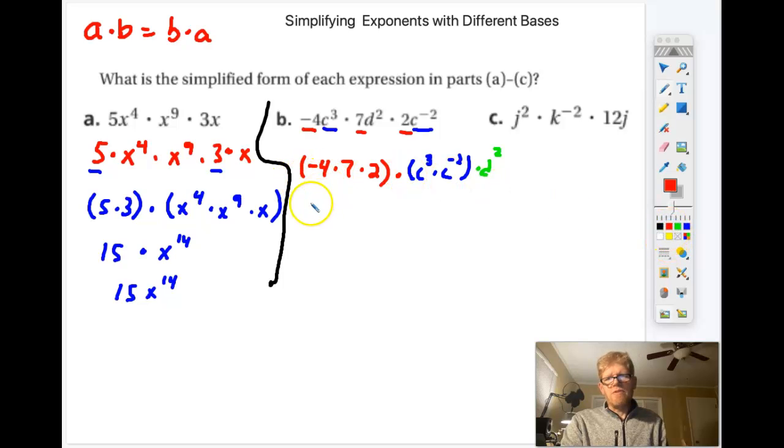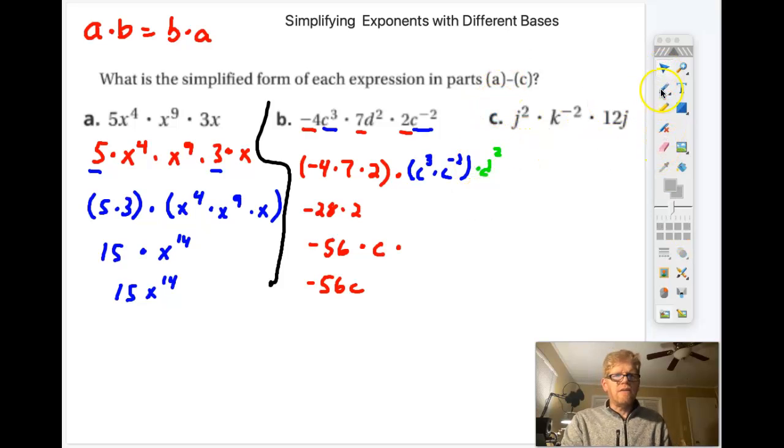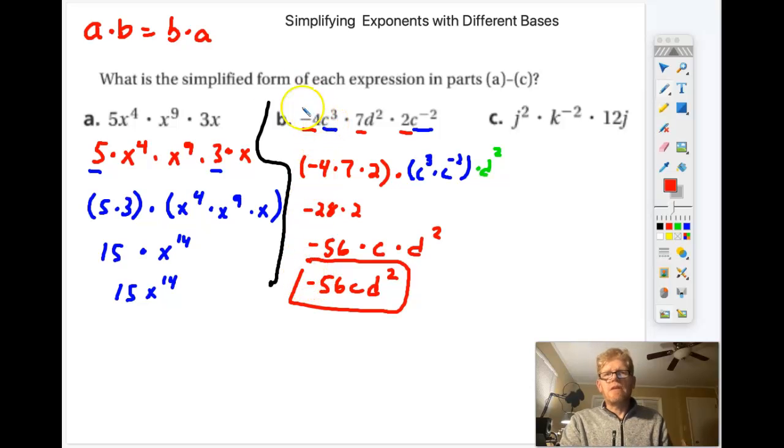Now let's go ahead and deal with what we've got. Negative 4 times 7 is negative 28, times 2 is negative 56. And that's going to be multiplied by c to the third times c to the negative second, which we add together. 3 plus negative 2 is 1, so c to the first power. And that leaves us with our d to the second power there. We can't really do anything with that, so that just stays d to the second. So this is our final answer, negative 56 c d to the second.